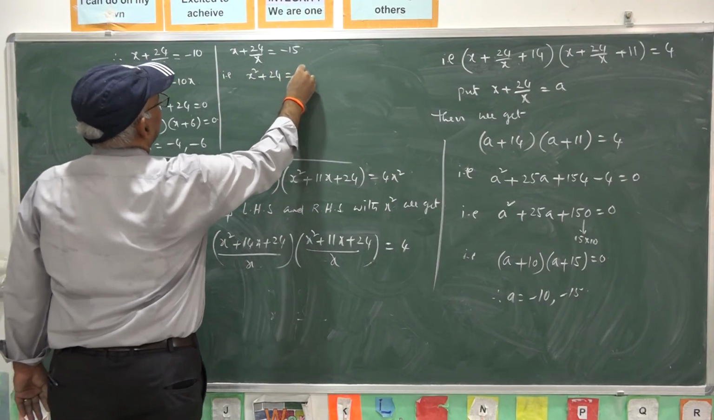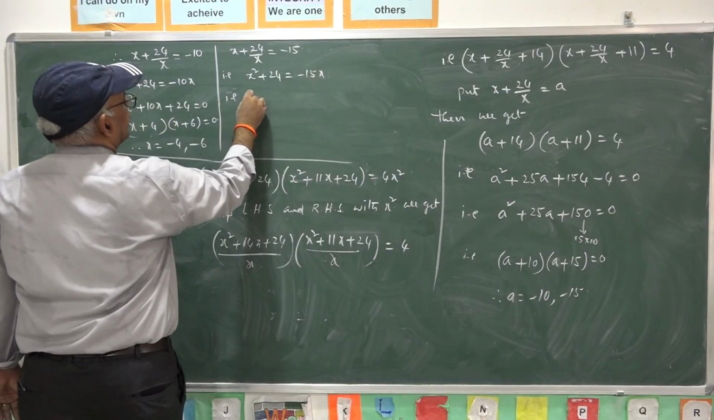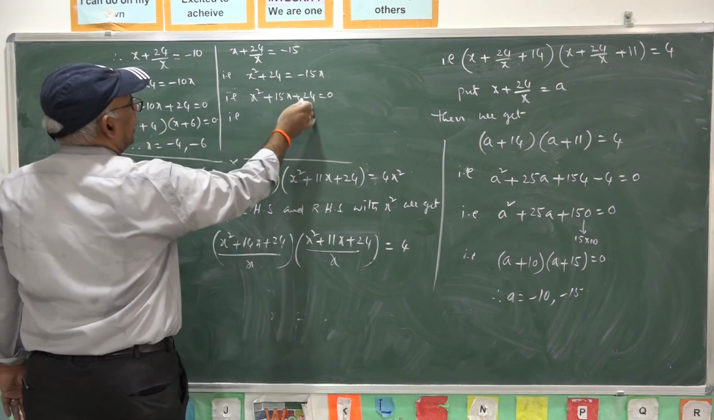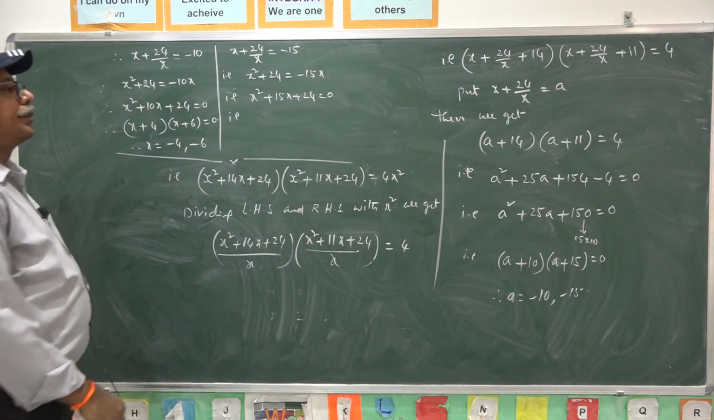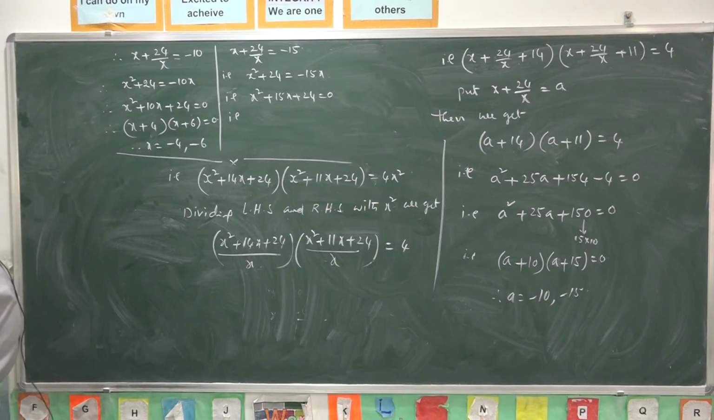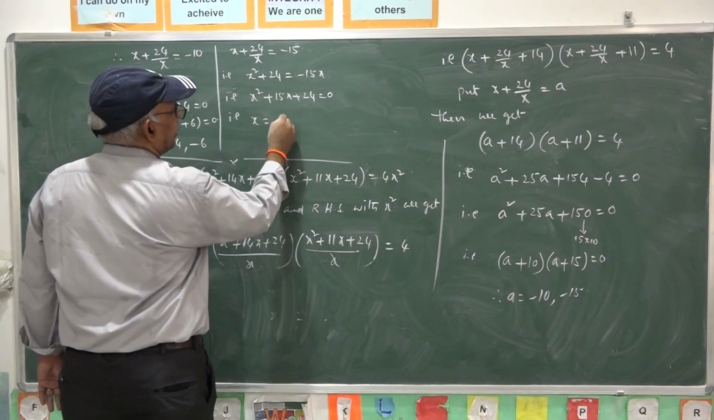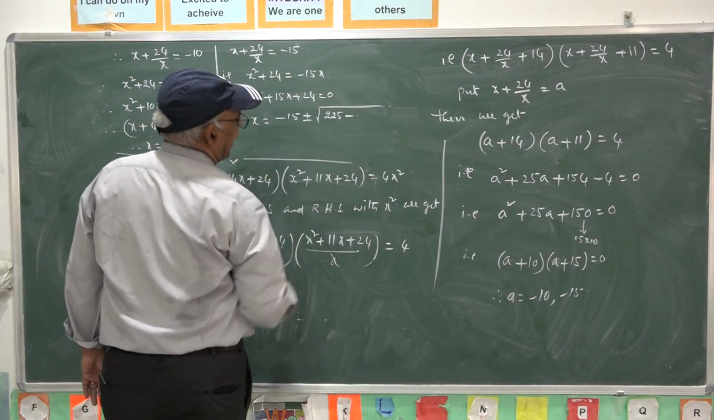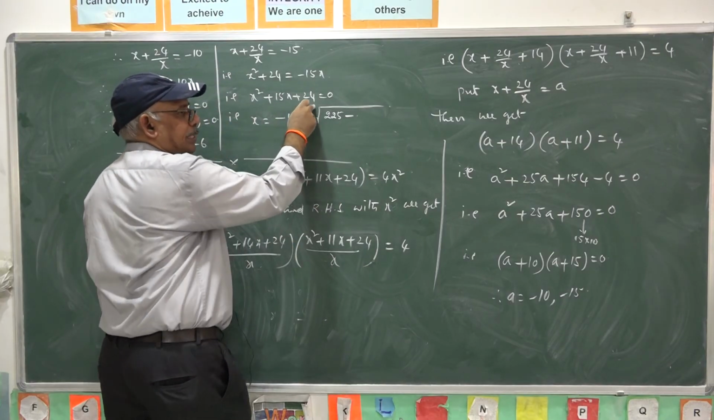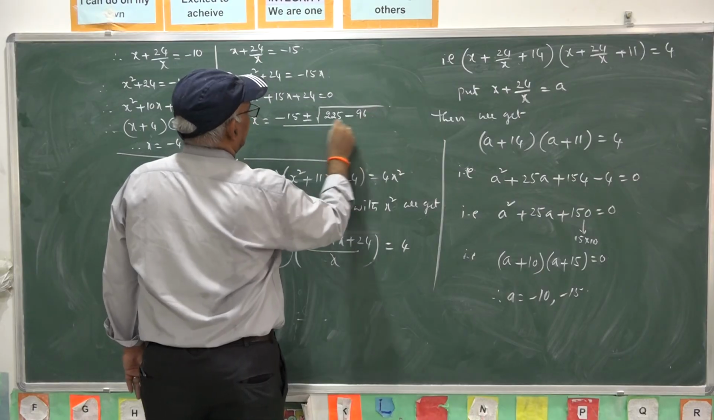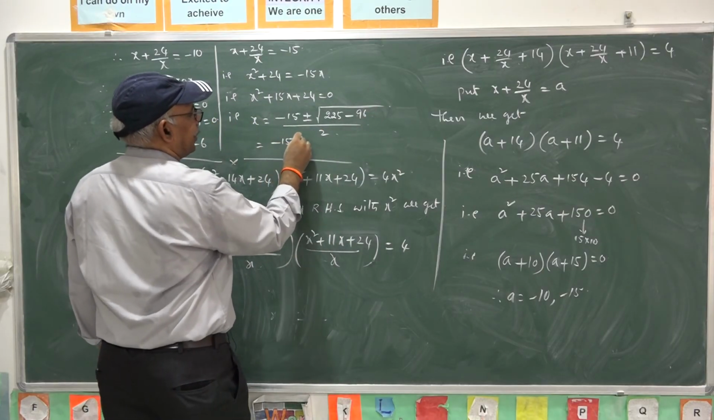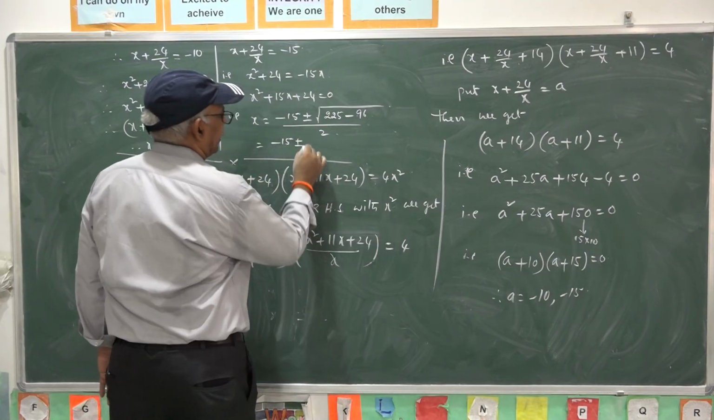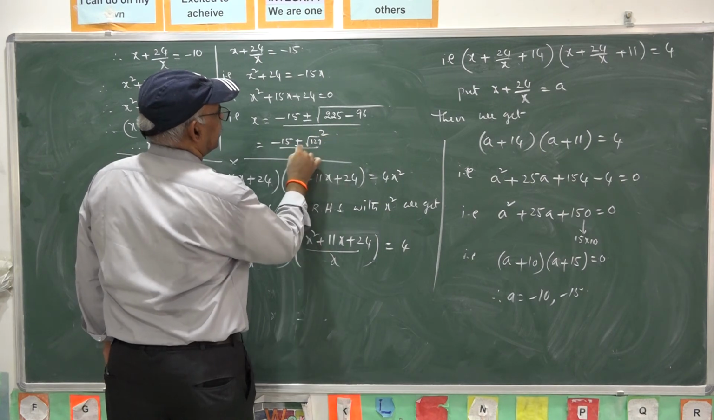x square plus 24 takes the value minus 15x. That gives us x square plus 15x plus 24 equal to 0. Go through the formula x equal to minus b plus or minus square root of b square, 225, minus 4 into a value 1, c value 24, 96, by 2. That is minus 15 plus or minus root 129 by 2.